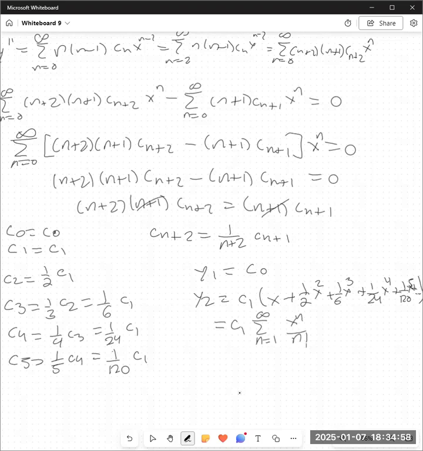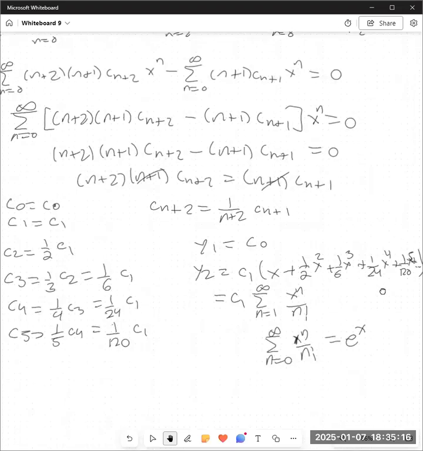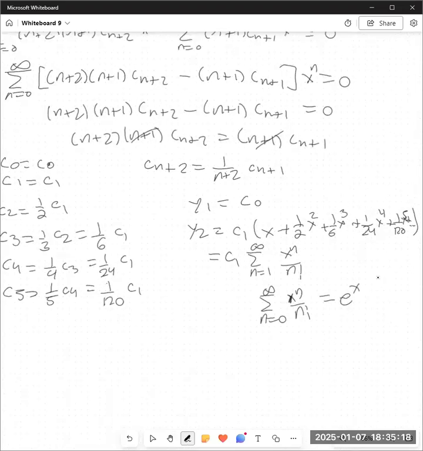Now, recall that if I had the summation n equals 0 to infinity of x to the n over n factorial, that would be equal to e to the x. And I only vary by a constant here, which would get absorbed into this constant, because if I added n equals 0 in here, I'm going to get 1 over 1. So I can subtract that out.